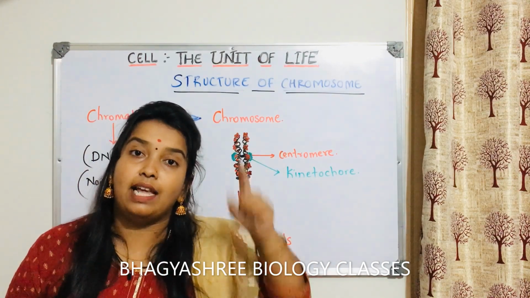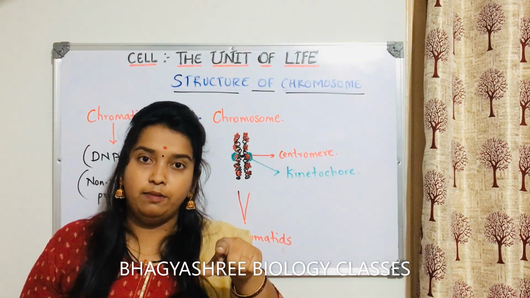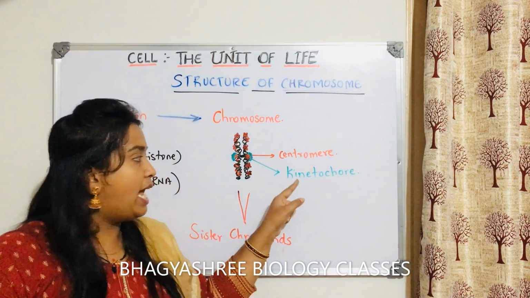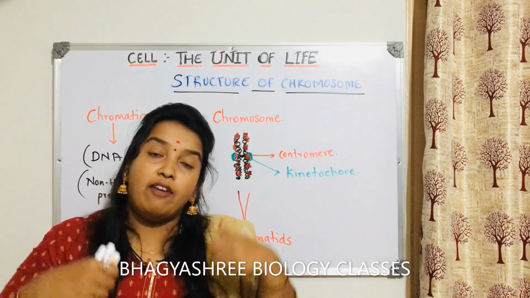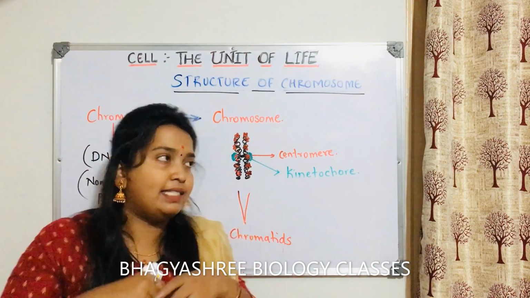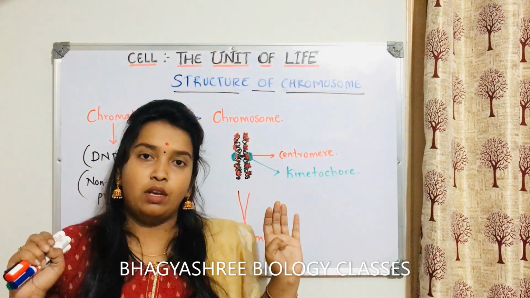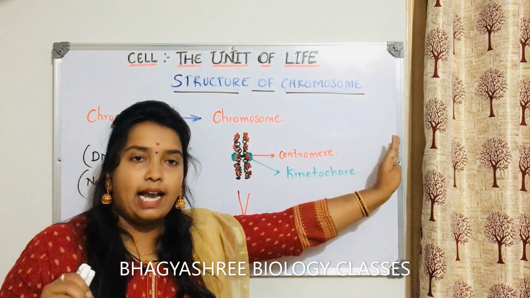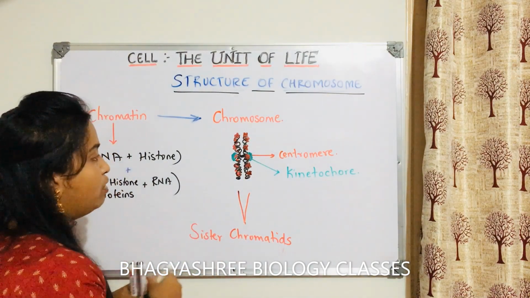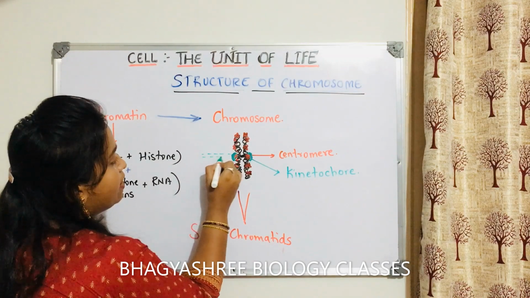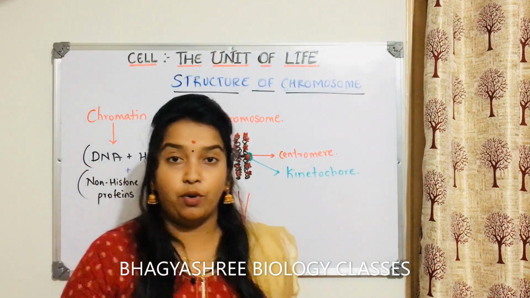So they will pull it. Where are they getting attached? They are getting attached to this kinetochore. So the kinetochore is more important here. This kinetochore helps in attachment of the spindle fibers to it. And finally it will pull the centromere along with it and it moves to the opposite pole. This chromatid will move this side, and this chromatid will move this side. The spindle fibers, which are microtubules, get attached to this kinetochore only, not to the centromere region.